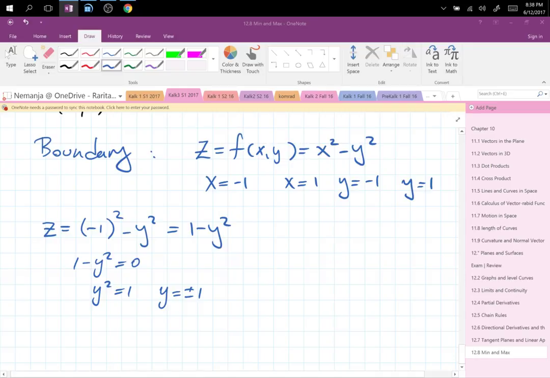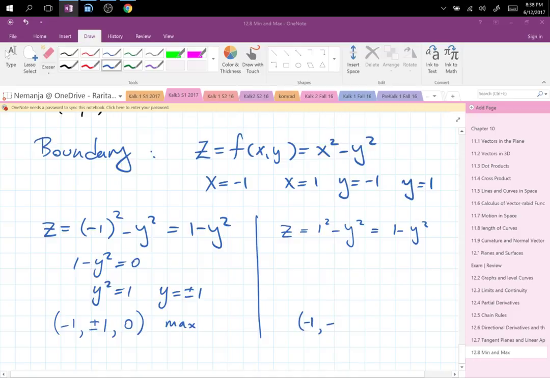So as I plug into the equation up there, I have x is -1, y is plus or minus 1, and z would be 0 in either of these cases. And they're all max. Then z equals 1 squared minus y squared. It's again 1 minus y squared. Leads to the same points. All the calculations are the same.